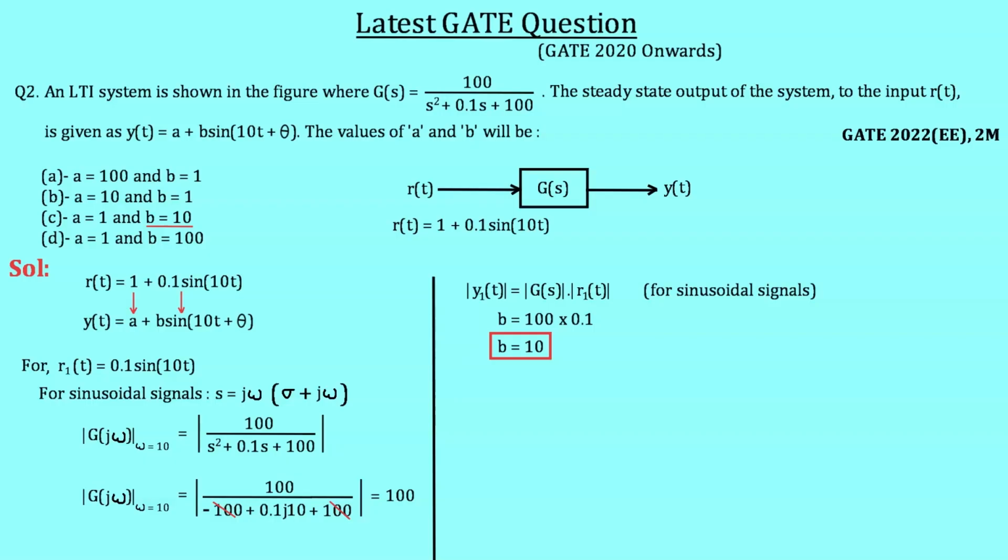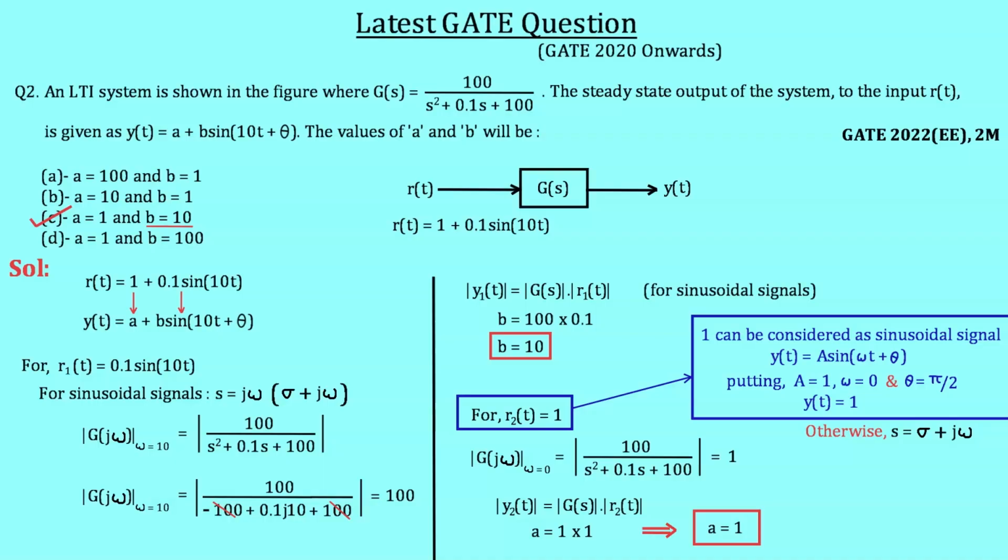But even then, let's see how to find the value of a, which is actually the very tricky part. Many students will commit mistakes assuming the signal 1 to be a unit step signal, which is absolutely wrong. Unit step signal starts from t equal to 0, but a constant 1 is very different from a unit step signal. Here, we will assume the input signal 1 to be a sinusoidal signal with frequency 0, which in other words is a simple DC signal. And after that, we can easily find the value of a, which will come out to be equal to 1, and hence the correct option is the third option.